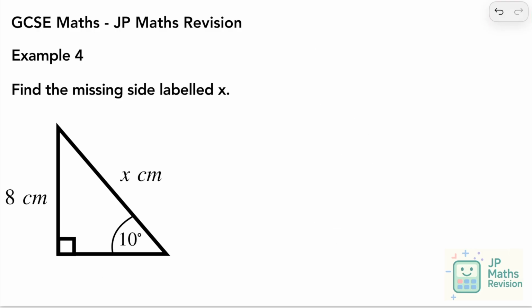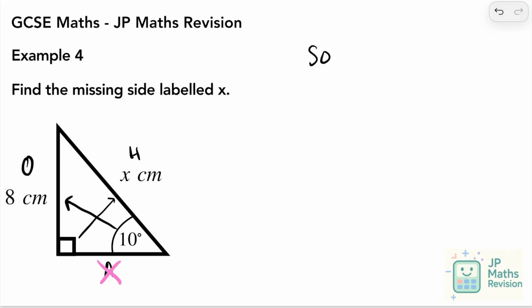Here's another example. So again, I need to label the sides. So I have my opposite side, which is 8. I have my hypotenuse, which is x. And I have my adjacent, which is a. So now I'm going to cross out the one that's not really involved. This time it's a that's not involved. So I'm left with O and H.